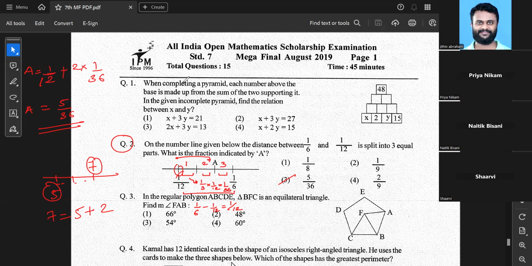So for the second sum, I did 1 by 12 into 3 into 3. So 1 by 12 is equal to 3 by 36. So the next one is 4 by 36. So A will be 5 by 36. Then 1 by 6 will be 6 by 36, which is 1 by 6. That's fine. That is also correct. Yes, sir.